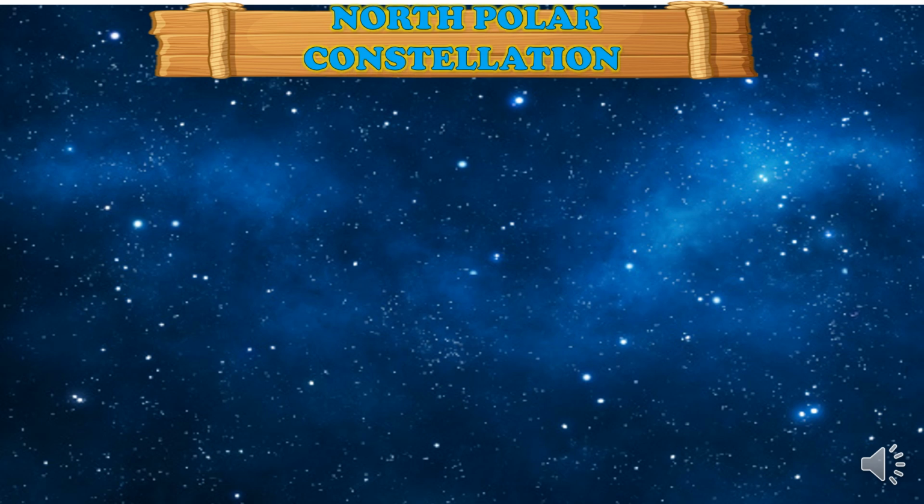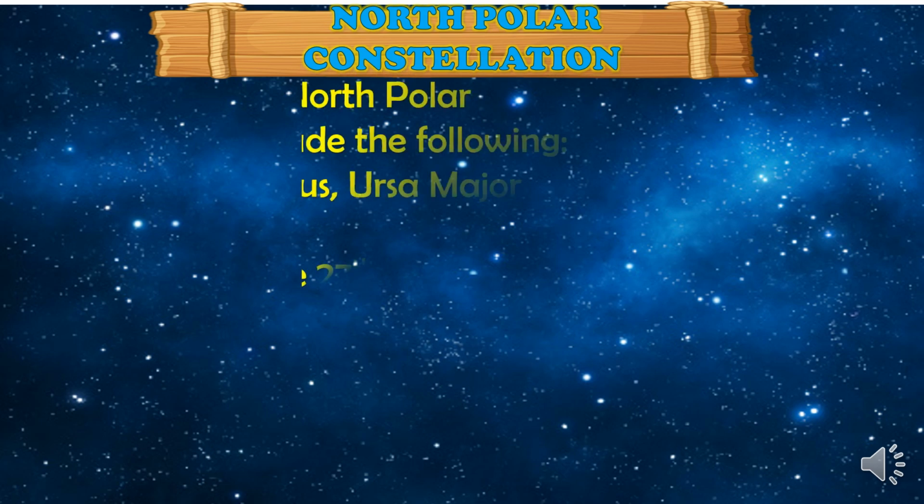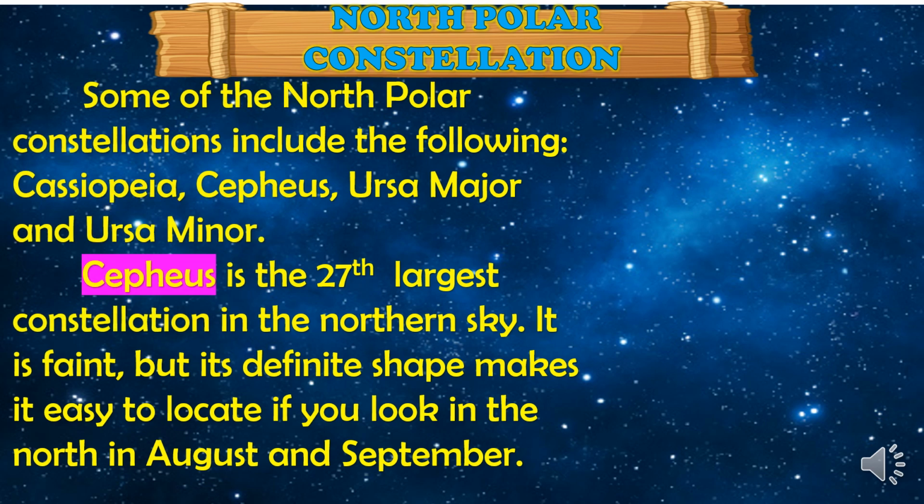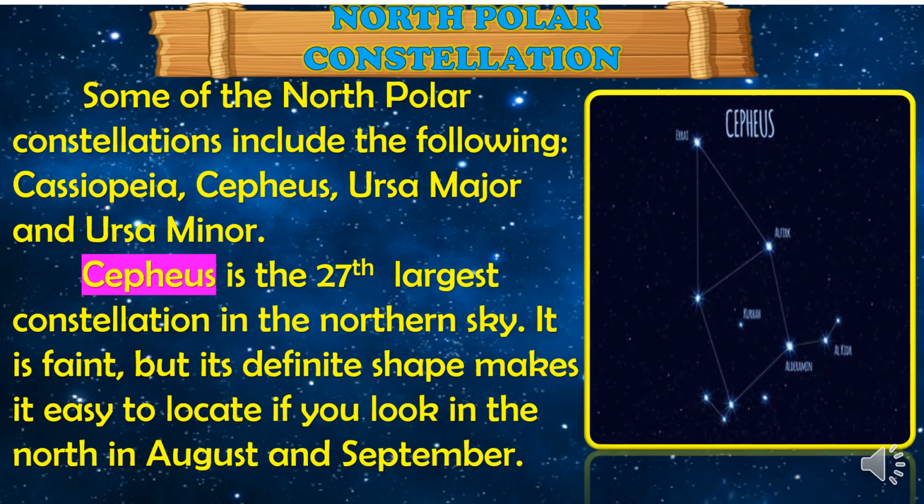We have also the North Polar constellations. Some of the North Polar constellations include the following: the Cassiopeia, the Cepheus, Ursa Major, and Ursa Minor. Cepheus is the 27th largest constellation in the northern sky. It is faint, but its definite shape makes it easy to locate if you look in the north in August and September.